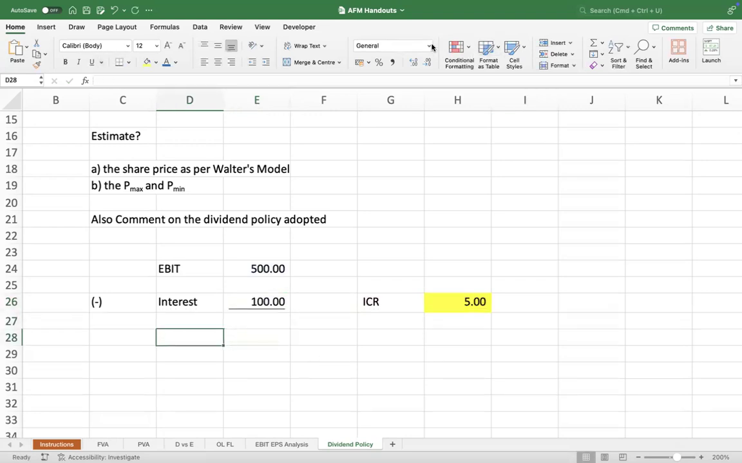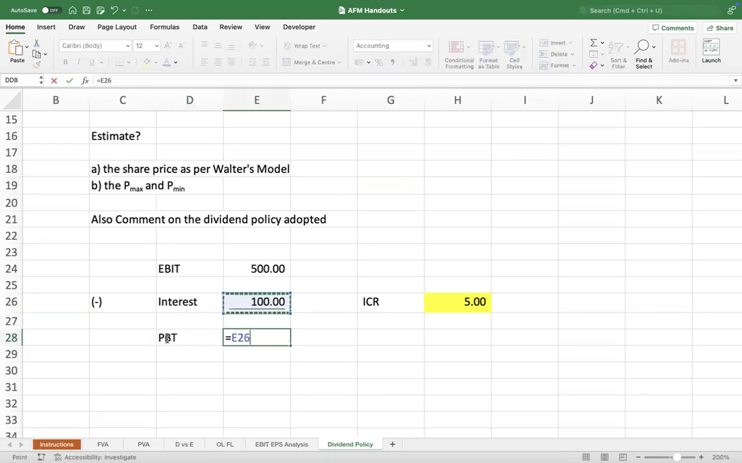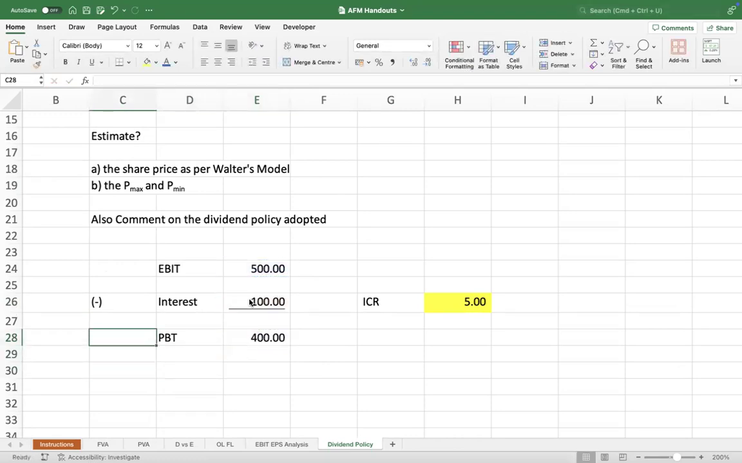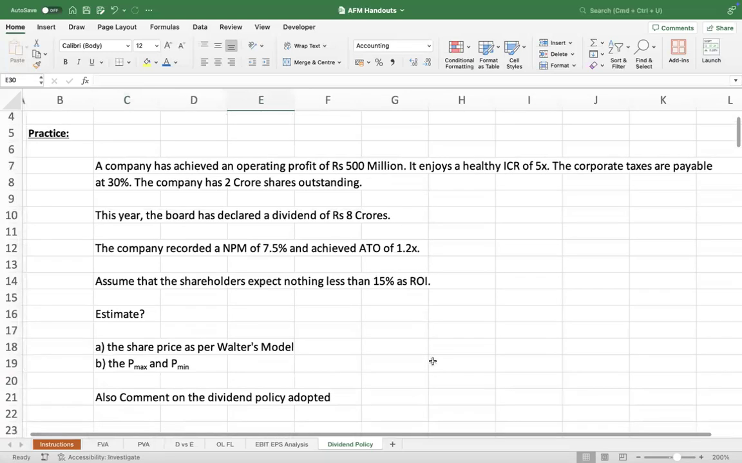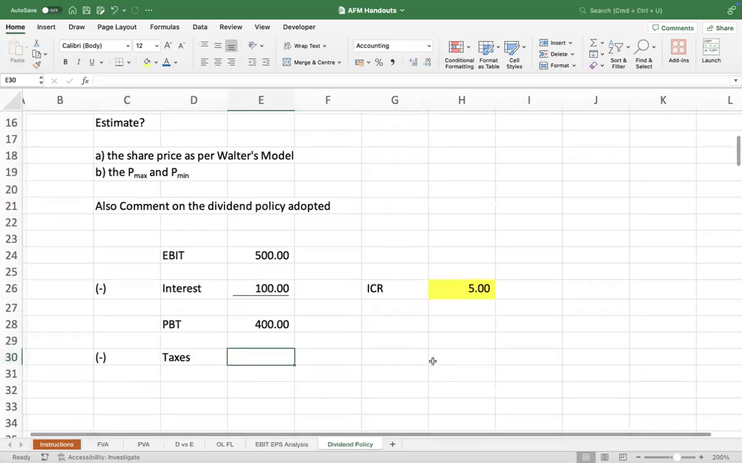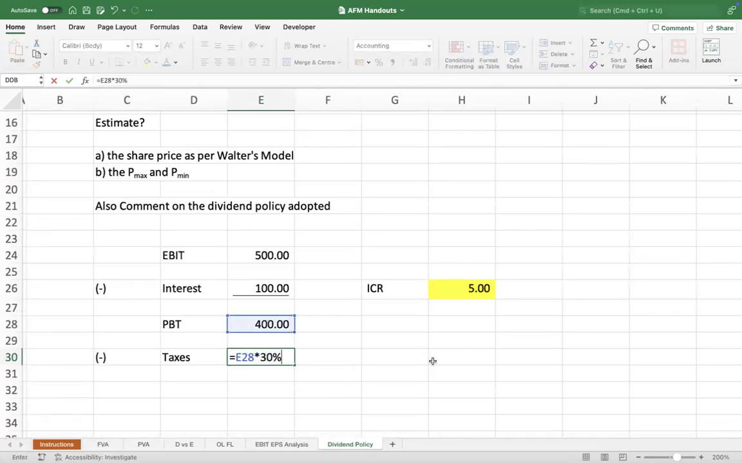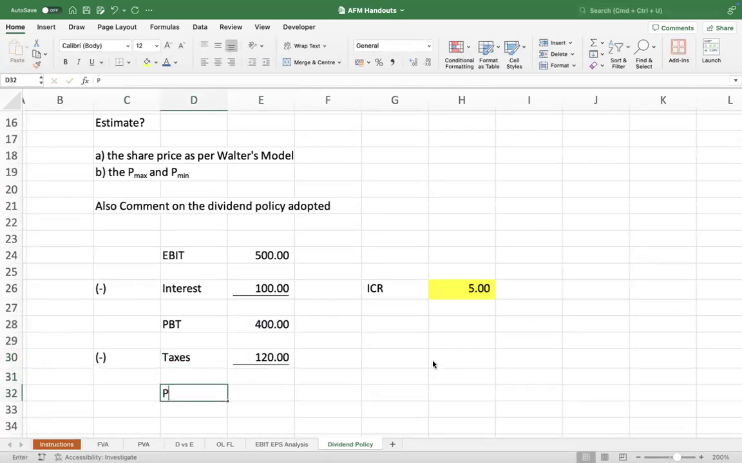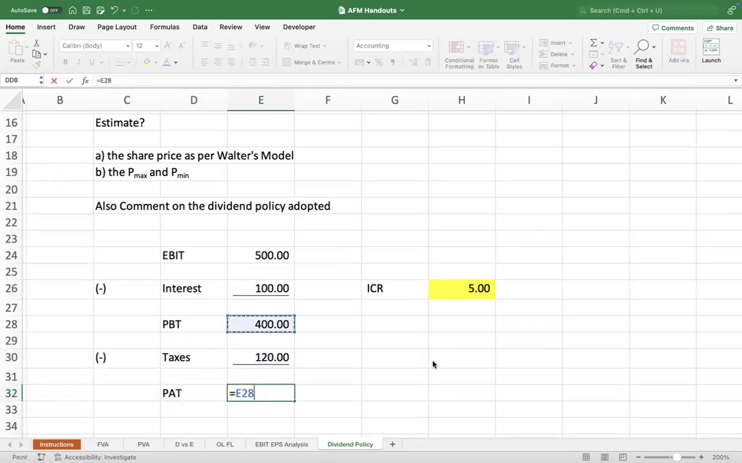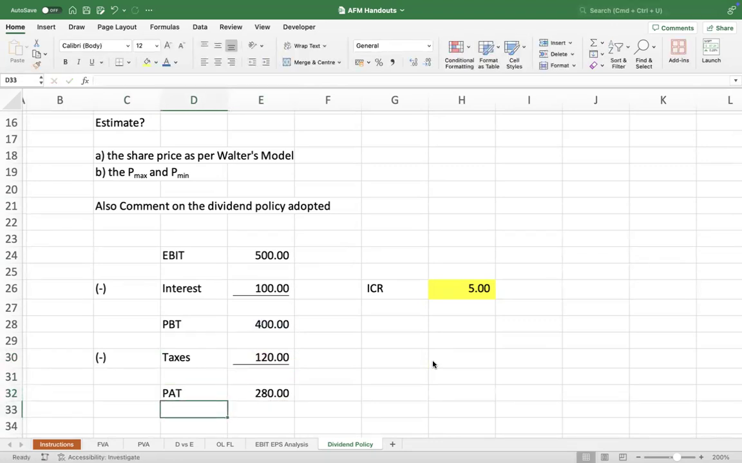I reduce that and I will arrive at PBT, profit before tax, of 500 minus 100, which is 400 million. Now the tax rate is also given to us, which is 30%. I don't take that as an input normally because that's not subject to change so much. So I'll just hard code it as 30%. And I will also have my PAT, which is 400 minus 120, which is 280 million.